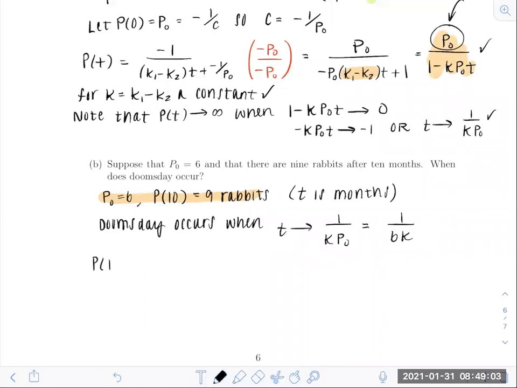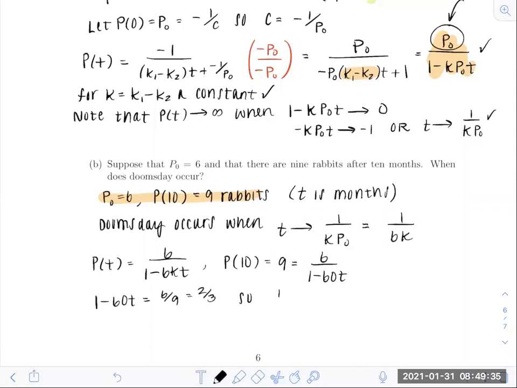So our P of T function, plugging in for P naught, is 6 over 1 minus 6 KT. And then let's go ahead and plug in P of 10. So P of 10 is 9, but that is 6 over 1 minus 60T. So if I multiply both sides by 1 minus 60T, I get 1 minus 60T equals 6/9, or 2/3. So 1/3 equals 60T, or T equals 1 over, oops, darn it.